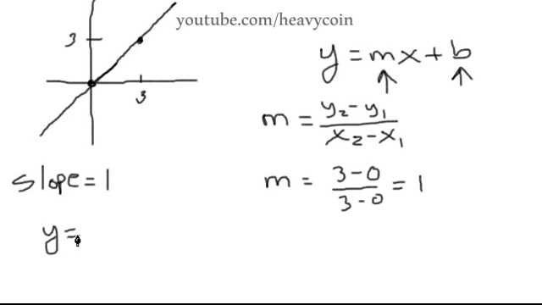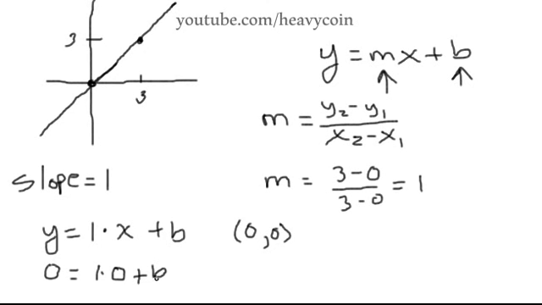So y is equal to, our slope is 1, so I'm substituting this m right in here for 1. Now we have x plus b, and we're going to use the point 0, 0. So if you have a slope and a point, then we can find the equation to this line. So y is 0, x is 0, and we want to solve for b in this problem. Well, that's pretty easy, because 1 times 0 is 0, therefore b is equal to 0. So b is equal to 0.